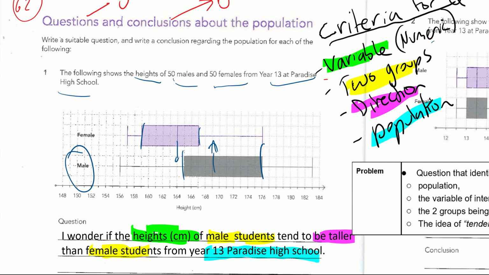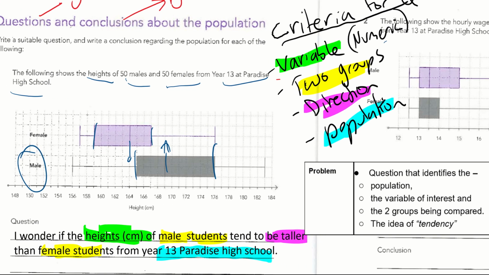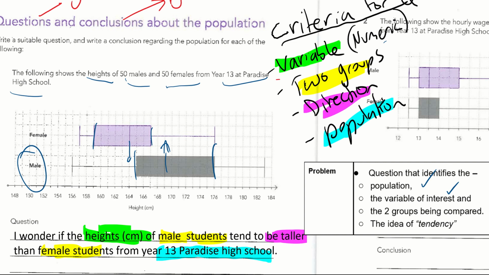And look, from the marking criteria, I've got the population, I've got the variable of interest, and I should have units in there. So the variable of interest is the heights in centimetres, and the two groups, the males and females, and the idea of a tendency. So I've said they tend to be taller. Okay, so that's that bit.